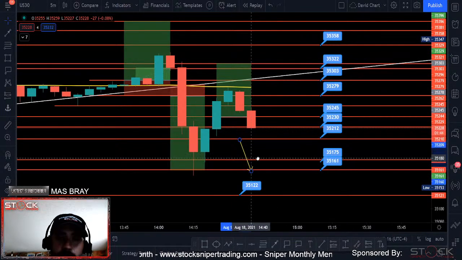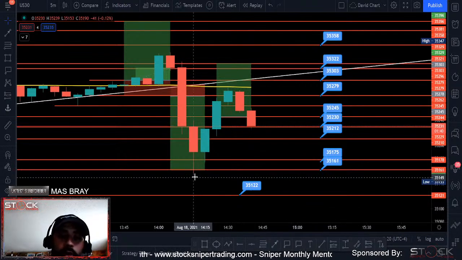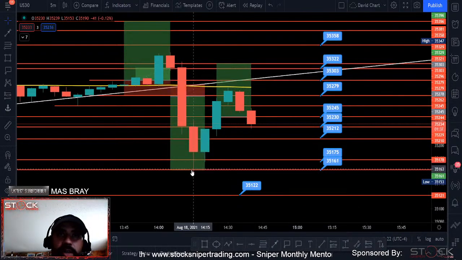If it starts to break down below here, yeah, maybe you can look for some sort of opportunity, but the overall break is right here, guys, this area. This is key. This is key.